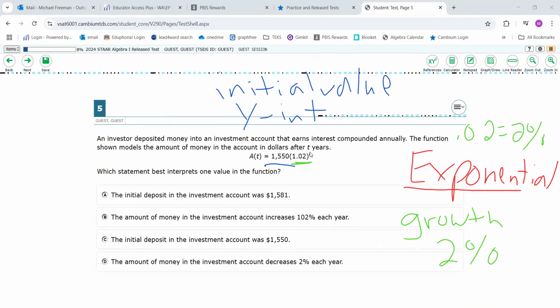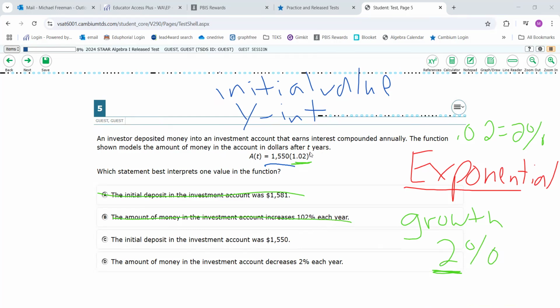So let's go to our options. It says the initial deposit in the investment account was 1581. Well, no, our initial value is 1550, so I know it's not A. The next says the amount of money in the investment account increases 102% each year. Well, no, it's only increasing by 2%, right? 102% would be 2.02. So it's not increasing by 102%, just 2%.